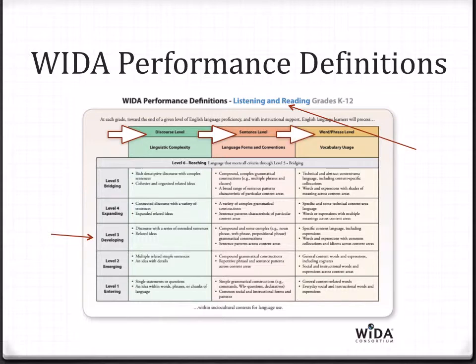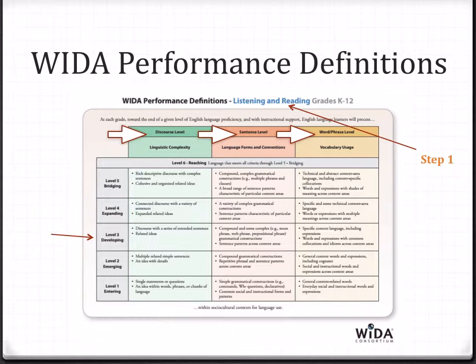The performance definitions describe what language English learners are able to process and produce toward the end of a given level of English language proficiency with instructional support. To read this information, find a student's subtest scores. What score do they have for listening, speaking, reading, and writing? Disregard the number after the decimal. For example, if a student has a score of 1.4 in listening, they would be considered a proficiency level 1 for listening. Look at the performance definition chart and choose the language domain you would like to learn more about.